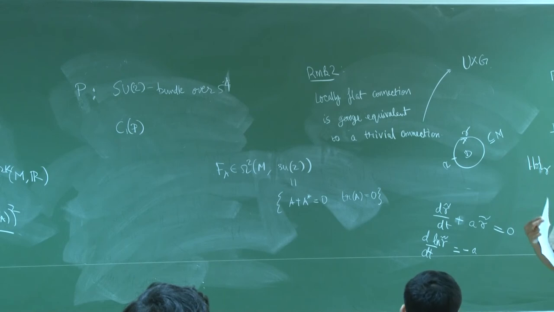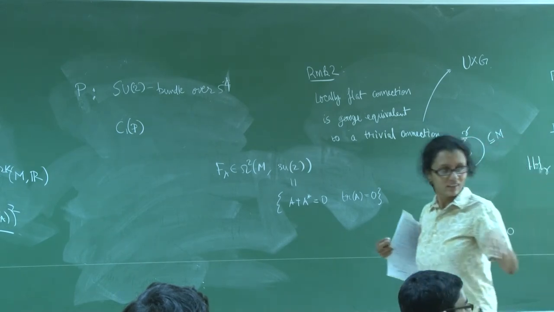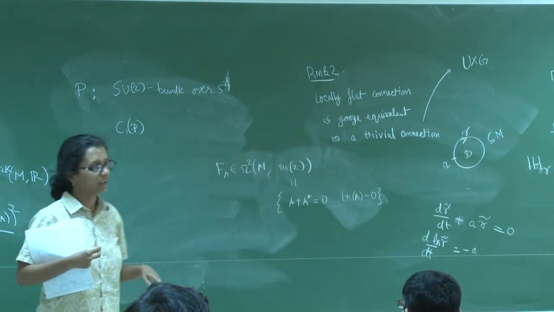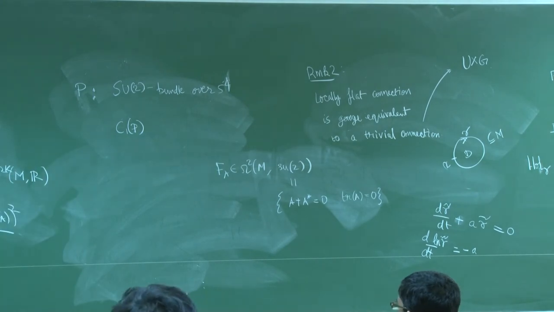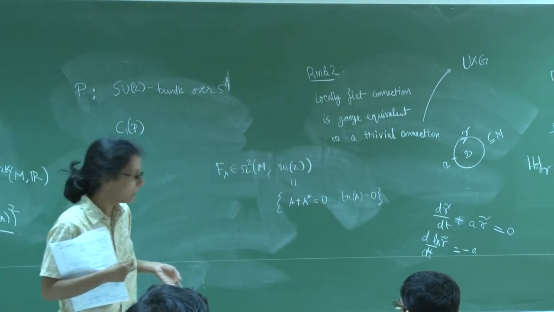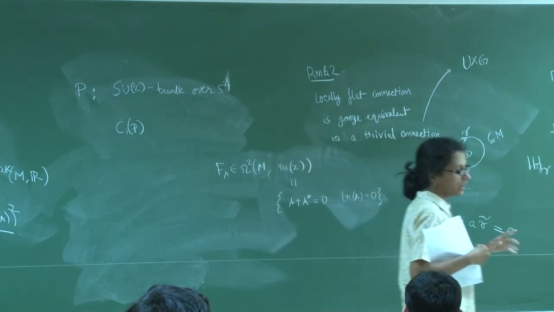Yeah, but since we are in cohomology anyway, it doesn't matter. That's right. So, yeah, I'm saying as a form, it is identically 0. That's exactly. That's a very strong statement.